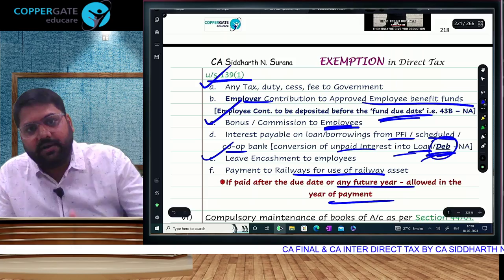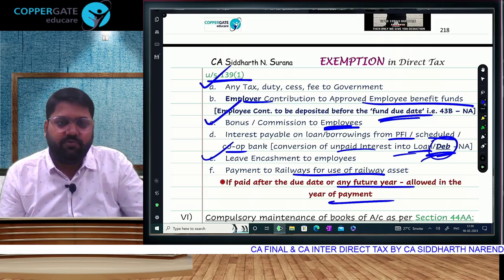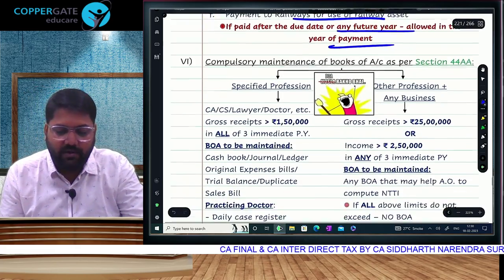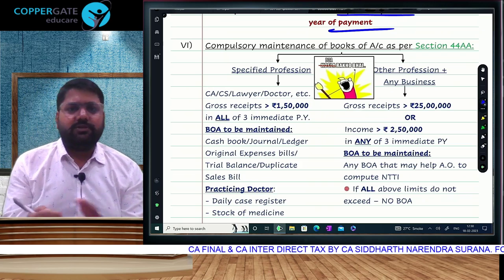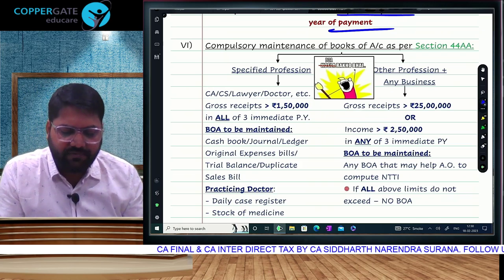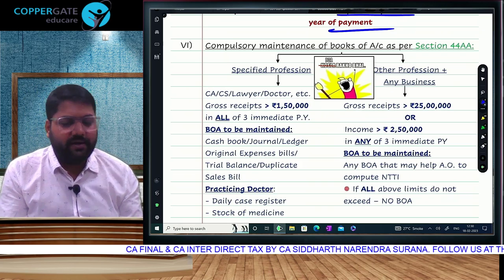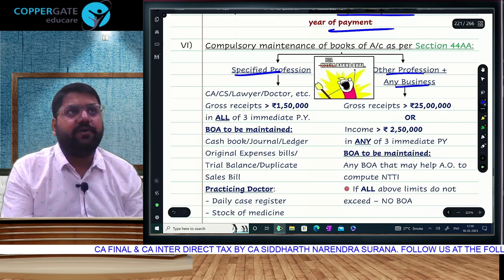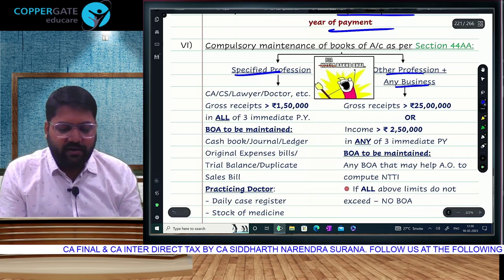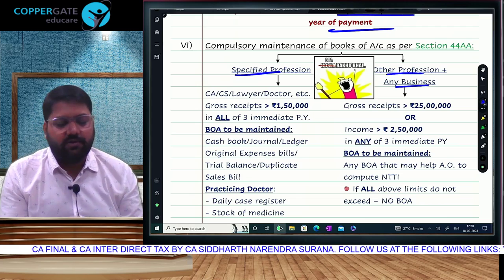Then current year may disallowed, to future year may, in whichever year you make payment, in that year it is going to be allowed. Next, now that computation part is over, general rules and regulation, maintenance of books of accounts. If you are in specified profession, rules will be different, other business profession rule will be different. For specified profession, we will see turnover of last 3 years.